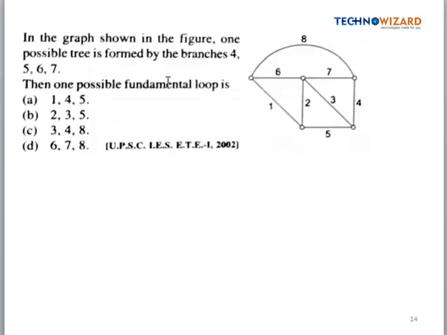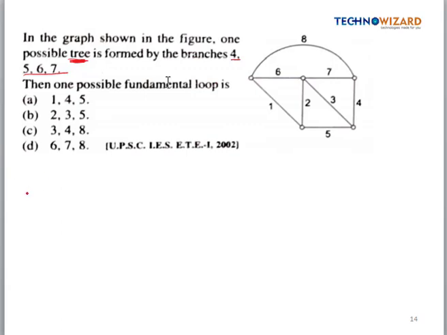It will vary according to the question. Okay, so now the next question is: in the graph shown in the figure, one possible tree is formed by the branches 4, 5, 6, 7. Basically, they have given us a graph and they are considering a possible tree which is formed by the branches 4, 5, 6 and 7. Then one possible fundamental loop is... okay, so first of all let's draw a tree.